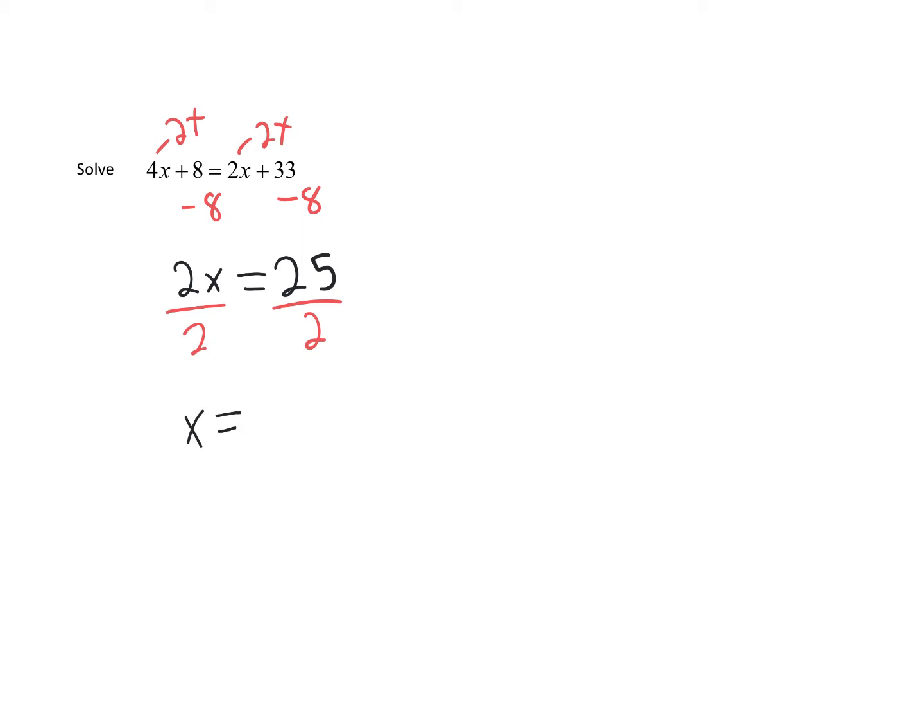So in this example here, I want to get rid of the 8 and move it to the right hand side. So I'm going to subtract 8 from both sides. I can do a similar thing to get the 2x over. I can subtract 2x from both sides. So this leaves me with 2x equals 25, and then we can divide both sides by 2, giving me x equals 12.5 for an answer.